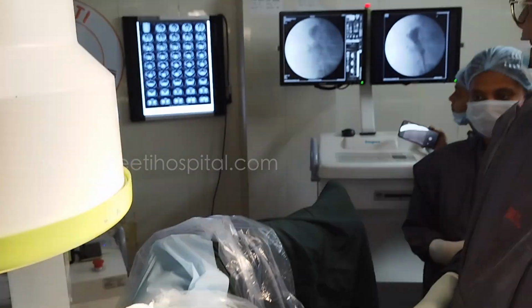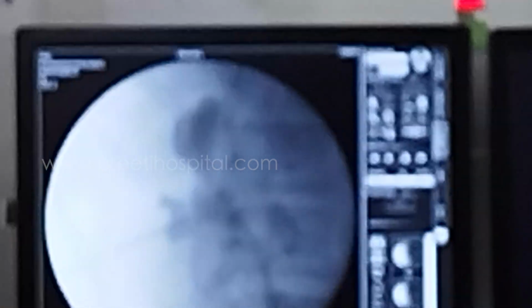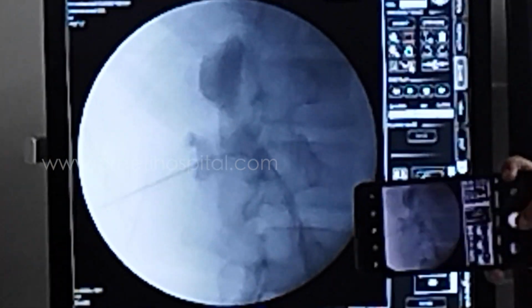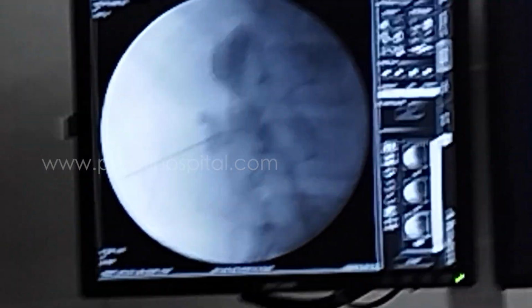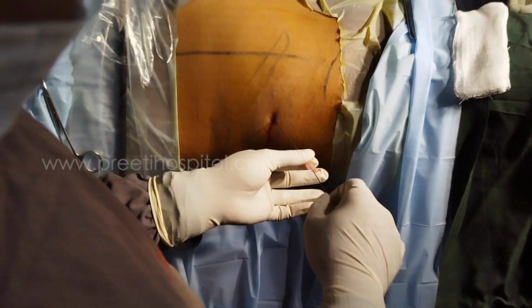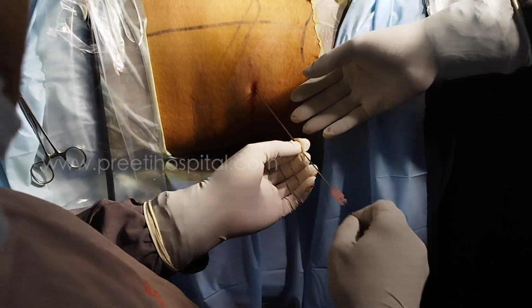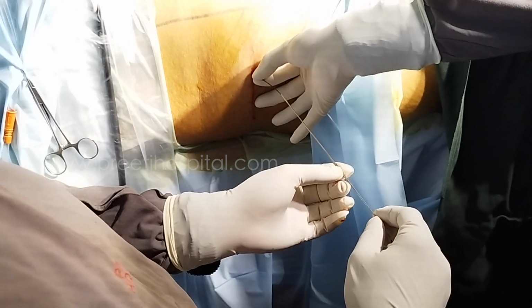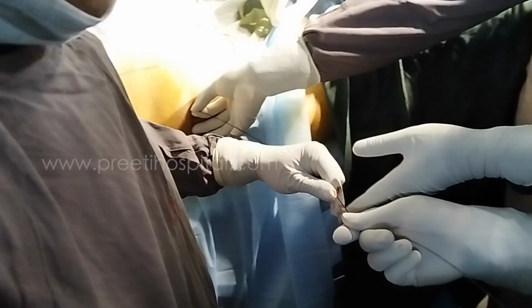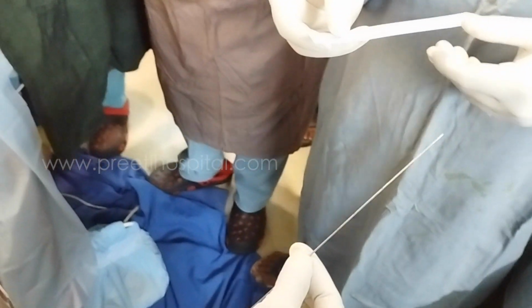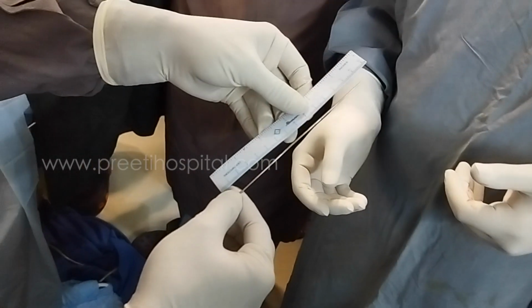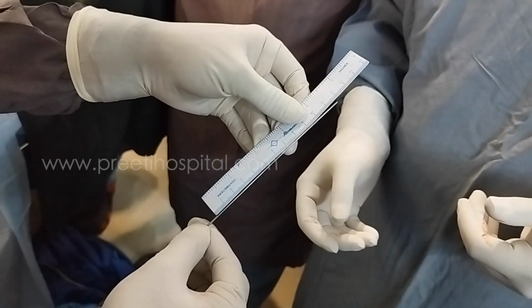See, now directly it has gone into the ureter. Now you dilate and remove it. Now what should we do? As much past the guidewire. Now this is the breadth. See, you give me the measurement. Hold it now. 15 centimeters. Now it is coming. See, around 12 centimeters.